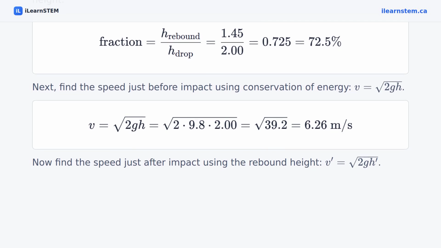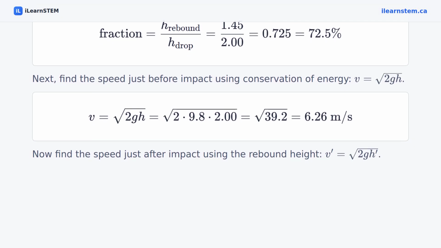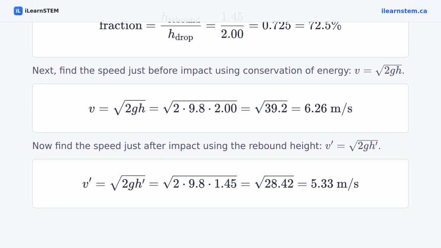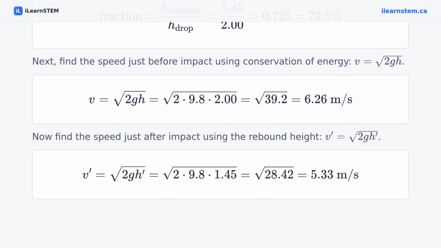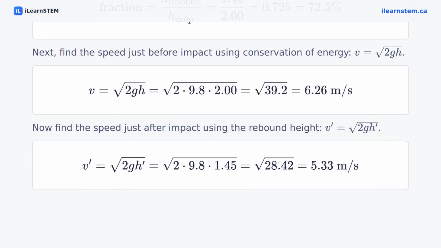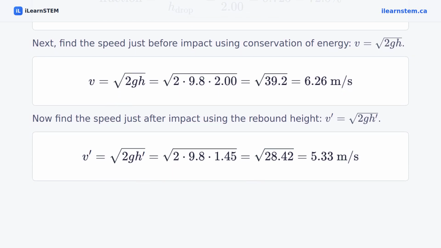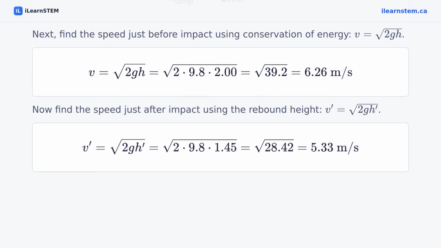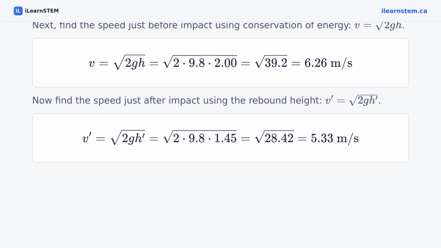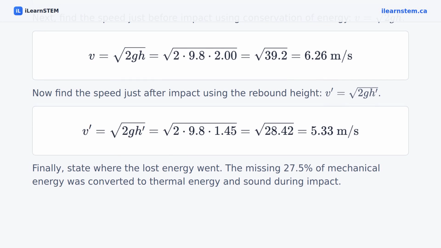V prime equals the square root of 2 times g times the rebound height. V prime equals the square root of 2 times 9.8 times 1.45, which is the square root of 28.42, giving 5.33 meters per second. Finally, state where the lost energy went.